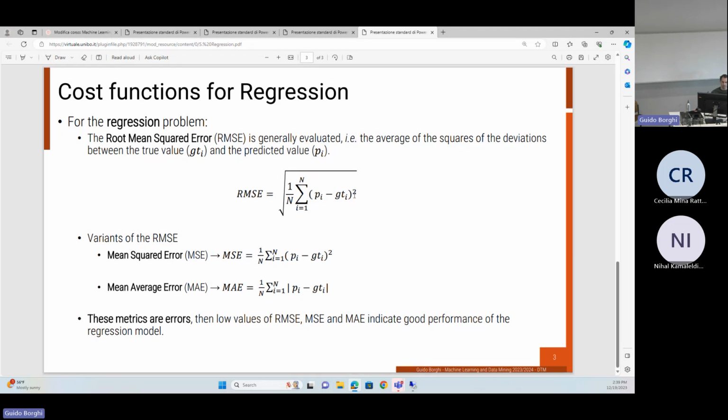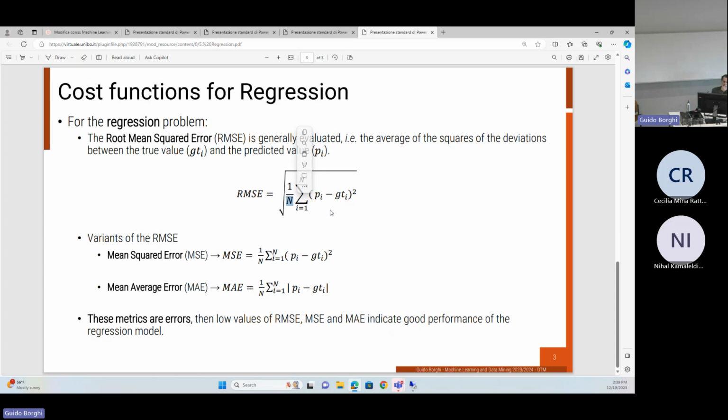In this case, we don't have negative values since we have the power of 2 here. We average all the values using 1 over n, where n is the number of elements on which we compute the root mean square error. And finally, we apply the square root. This is the root mean square error. If you remember the name, you remember also the equation since it is the same.